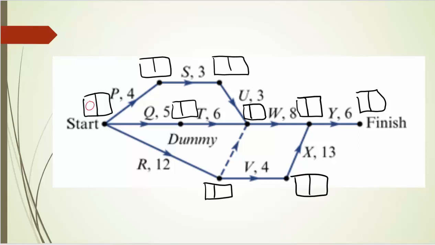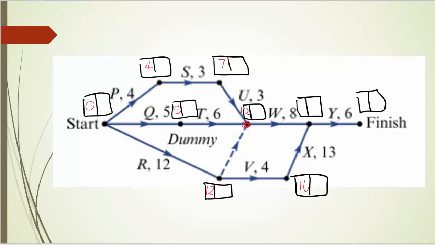Scanning starting at 0. After P we've got a 4, and after S we've got a 7. That's fairly straightforward. After Q we'll have a 5, and after R we'll have a 12. Then we get to the place where several activities meet. This one here will be the biggest of 7 plus 3 is 10, 5 plus 6 is 11, or 12 plus nothing is 12, so we want a 12 in there.